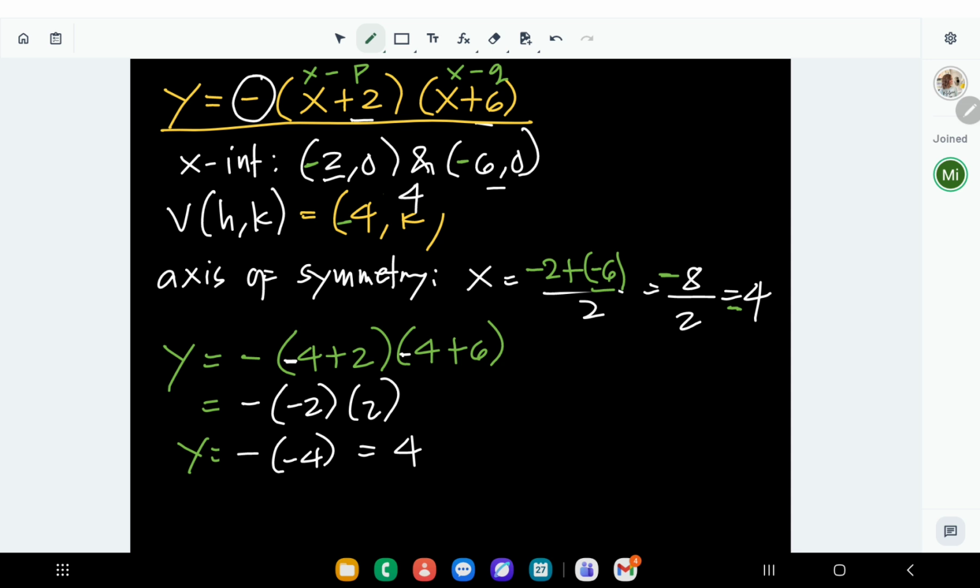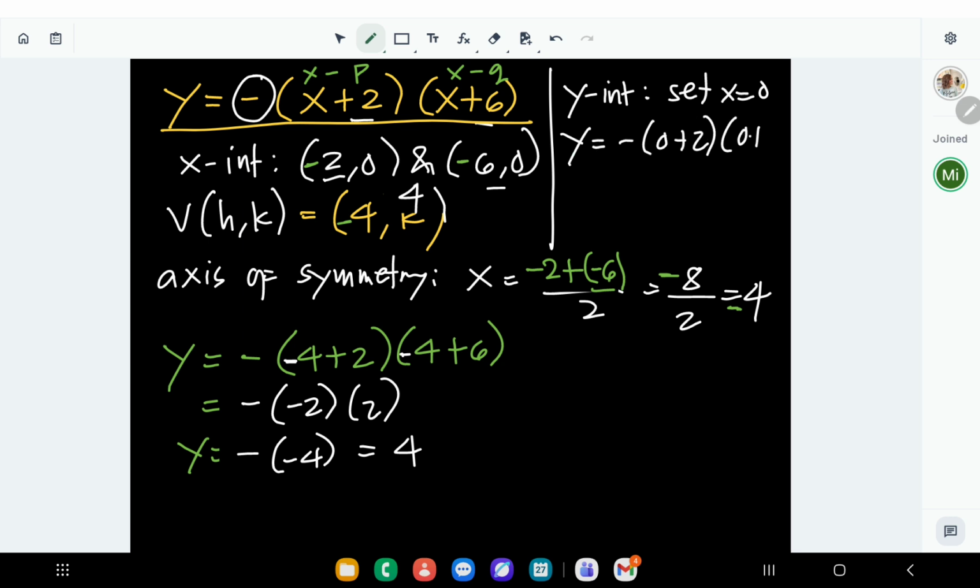Okay, you got that? Okay, so we now have the vertex, (negative 4, 4), and the axis of symmetry, which is negative 4, and the x-intercepts. Now the y-intercept. So we find the y-intercept. We set x equals 0. So this is y equals negative (0 plus 2)(0 plus 6). So this is 2 times 6 is 12, so negative 12. All right, so the y-intercept is (0, negative 12). And now we can graph this.